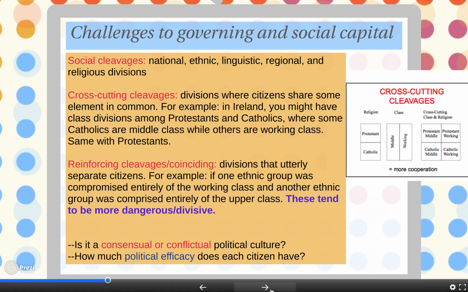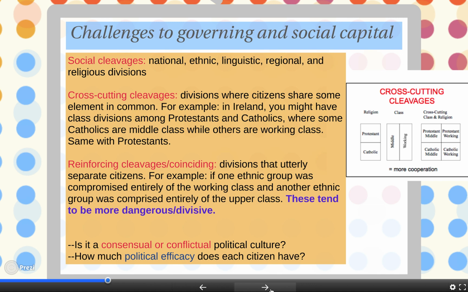So what are some of the challenges to governing and social capital? If you're a government and you want to maintain peace within your country, there are many different factors to consider. One of those is what is going on in your society and divisions within your society. One of the major challenges to high social capital and a government itself is divisions, or what we call in AP Comparative Government, cleavages in society.